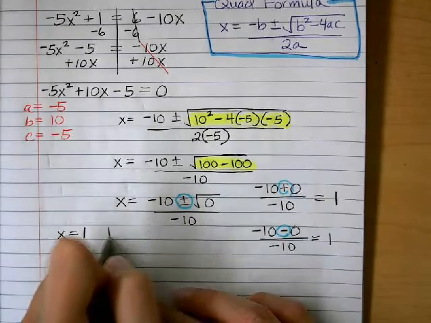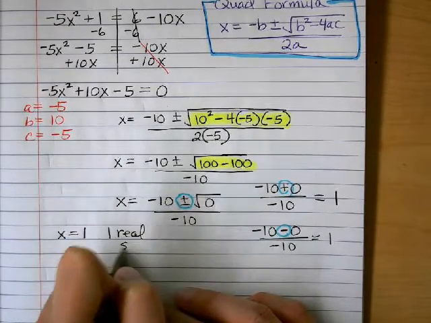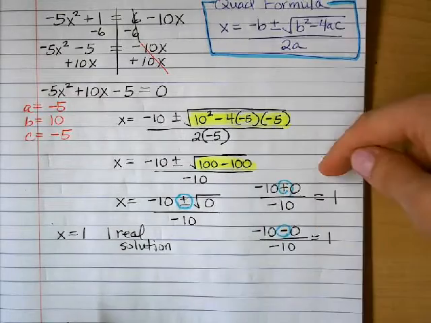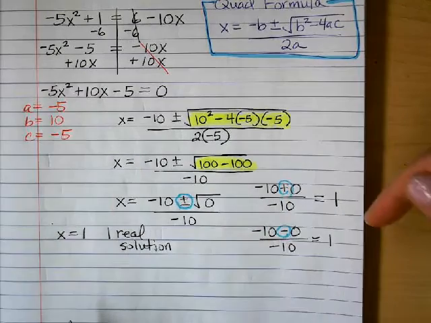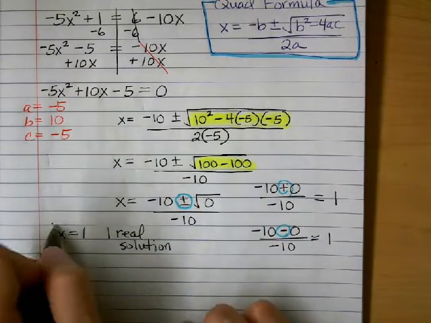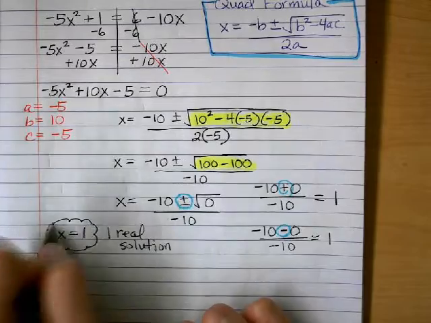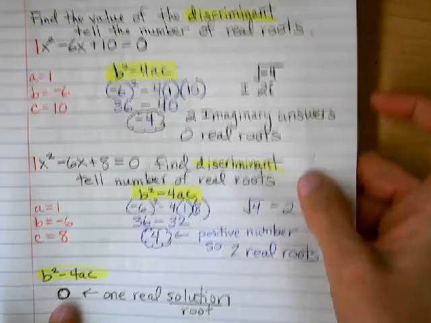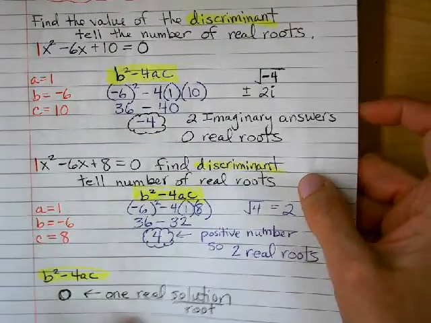That's why there's only one answer, because when you do plus 0, you get the same answer as when you do minus 0. That's why there's only one real answer. Yeah, I got x equals 1 both times. So that's why we said over here, when you get a 0 inside of there, it's only one real answer, because plus and minus 0 gives you the same thing.